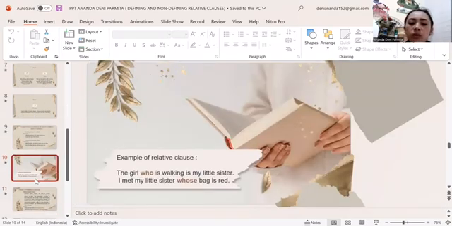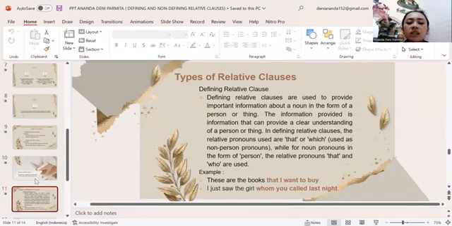Next, examples of relative clauses: the girl who is walking is my little sister. I meet my little sister whose bag is red. Next, for types of relative clauses, first, defining relative clauses. Defining relative clauses are used to provide important information about a noun in the form of a person or thing. The information provided can give a clear understanding of a person or thing.